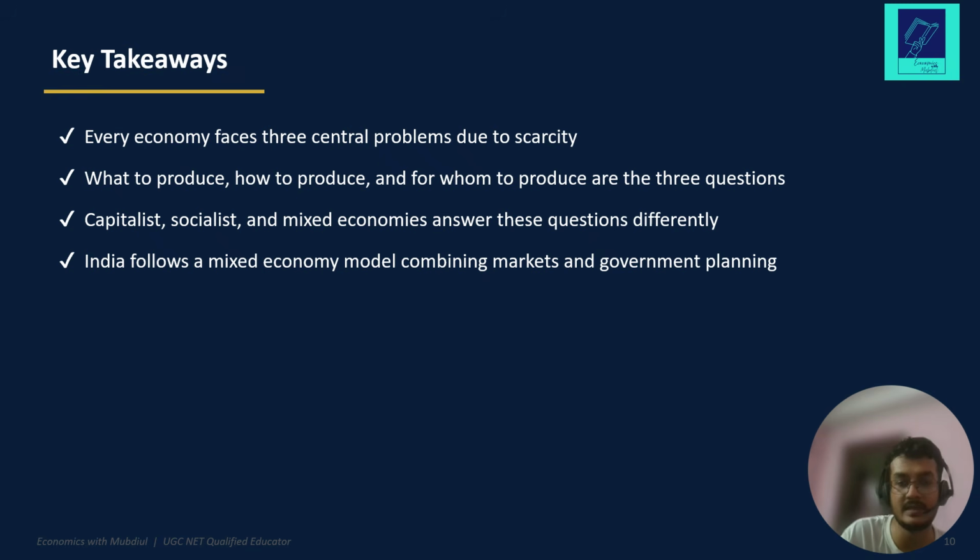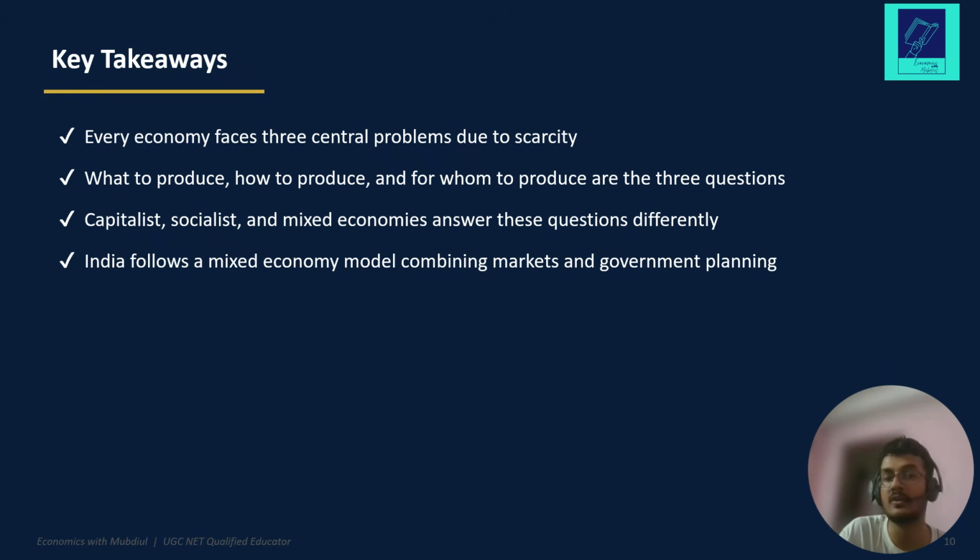The second problem is how to produce. This means choosing the most appropriate production technique. Should we use more labor or more machines? The answer depends on the country's resources, technology and economic condition. The third problem is for whom to produce. This is about distributing goods and services among people: who receives what? How should essential goods be shared? Should governments intervene? These are the distribution questions.